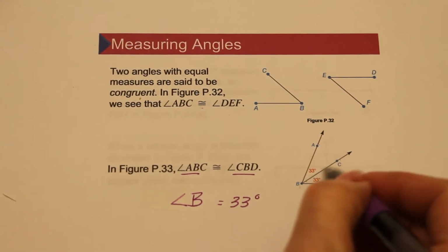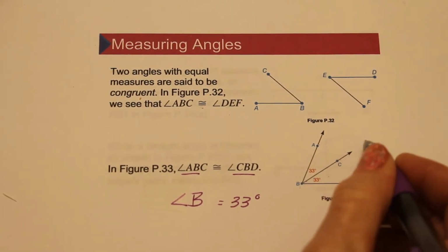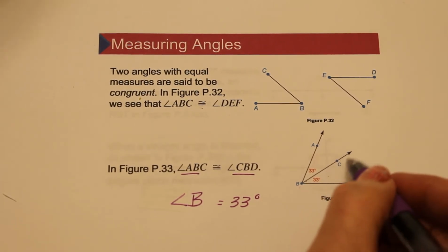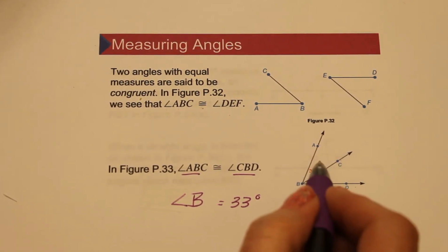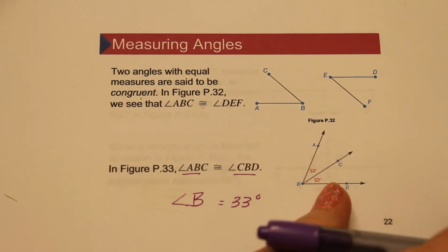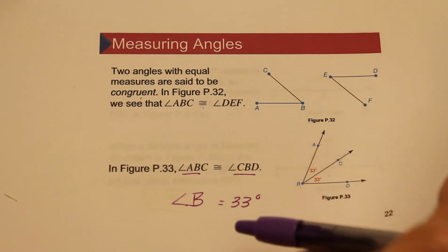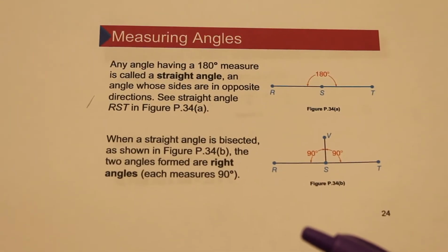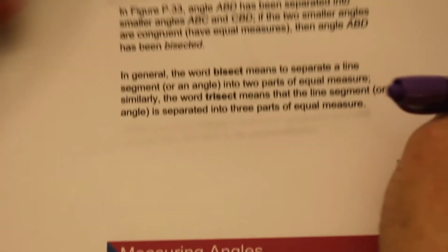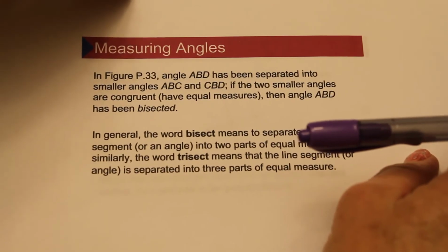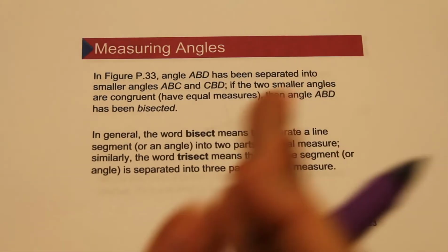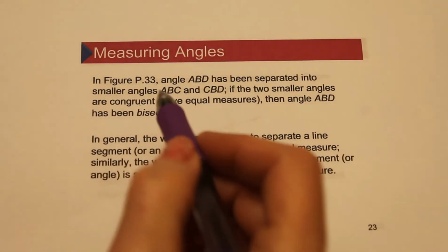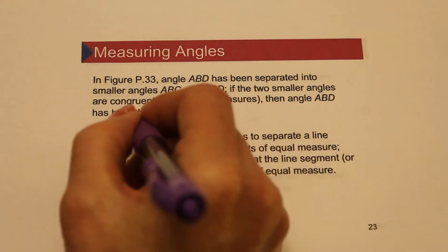Now, as you see, here's this ray. It has an endpoint and goes on from point B up through point C and beyond. Notice that breaks this larger angle into two equal angles. A ray or a segment, anytime an angle is separated into two smaller angles of the same measure, or two smaller congruent angles, they are said to be bisected.